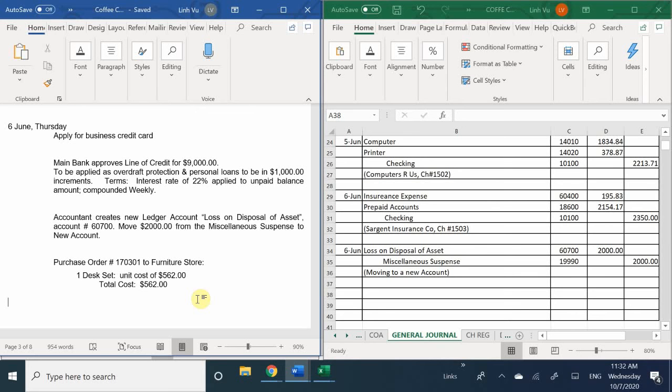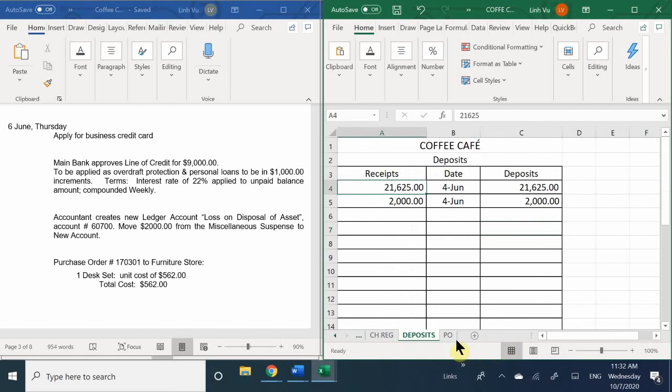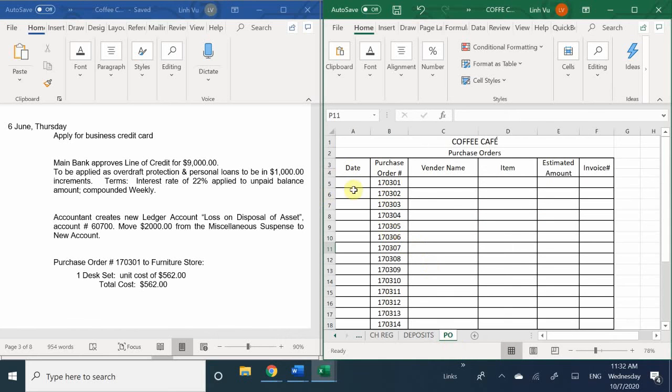So in this case, do we need to journalize this? No. But for good business practices, record it in your purchase orders. So you have your check register, you have your deposits, and you have your purchase orders. Rule of thumb: if you're buying a bunch of things, don't you want to keep track of what you bought and make sure that you receive the items? That would be very good business practice.